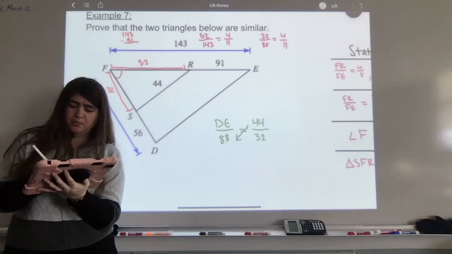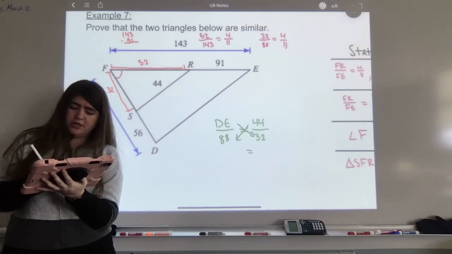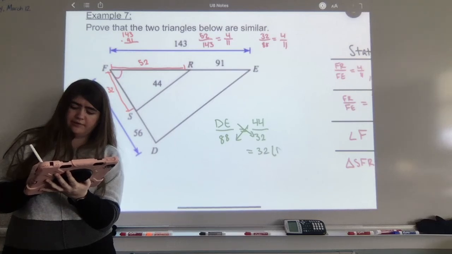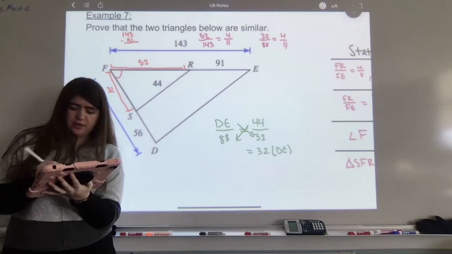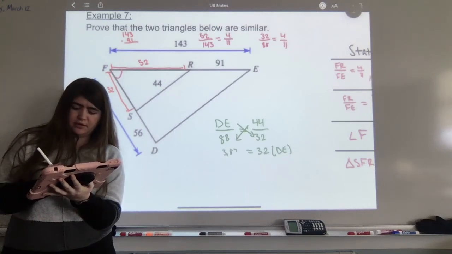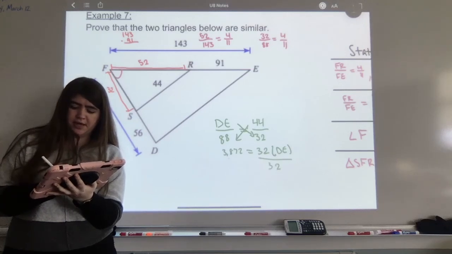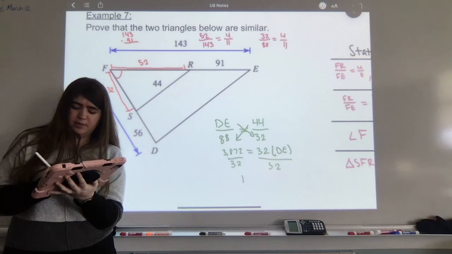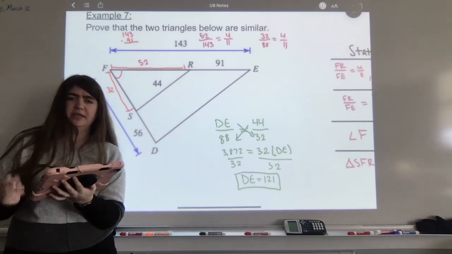I'm going to do my cross products, multiply cross. So I have 32 times our unknown length of DE is equal to 88 times 44, and 88 times 44 is 3,872. Going to divide out 32 on both sides. And that leaves me with DE is equal to 121. So that is the length of DE.